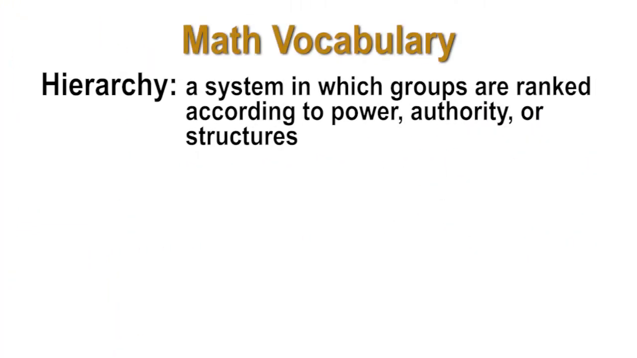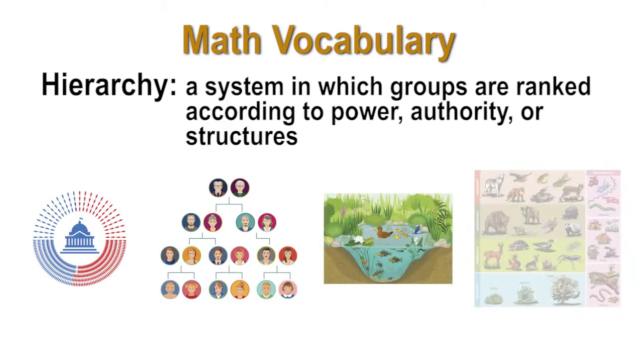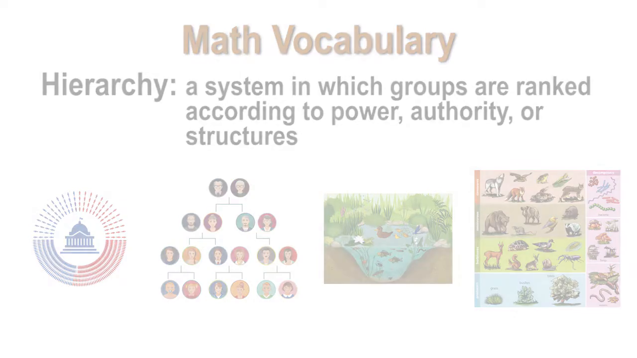A hierarchy is a system in which groups are ranked according to power, authority, or structures. Some real-world examples include the United States government, families, ecosystems, and so on. Let's look at the government organized two different ways. Let's use a tree diagram first.